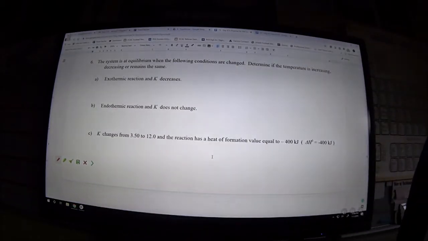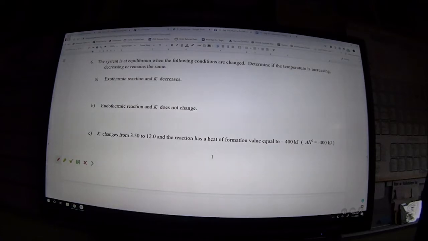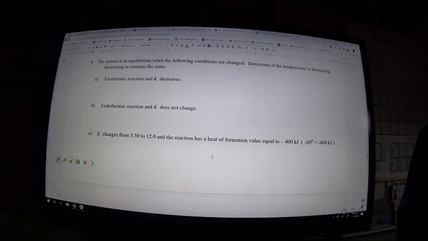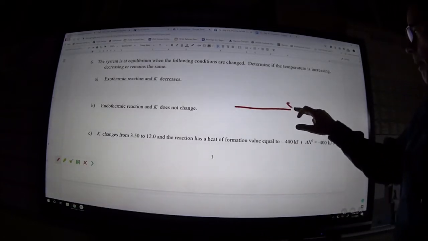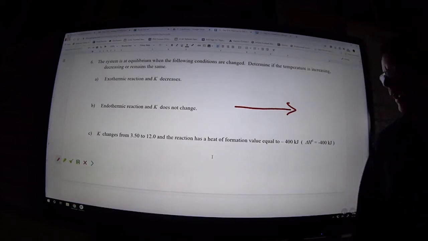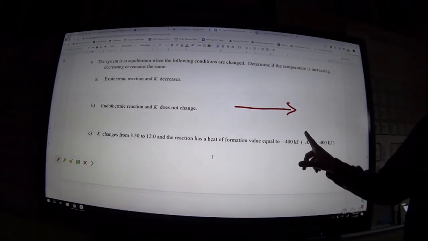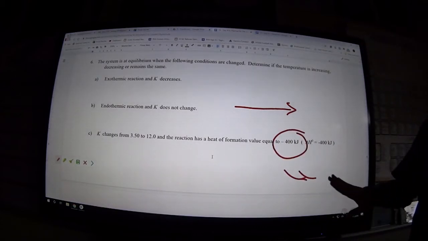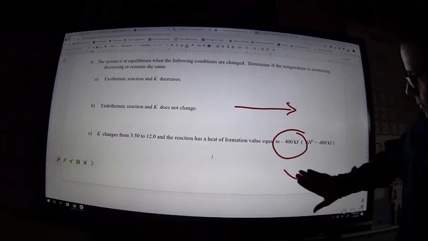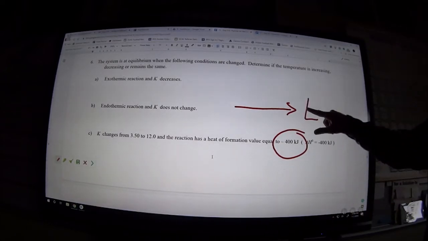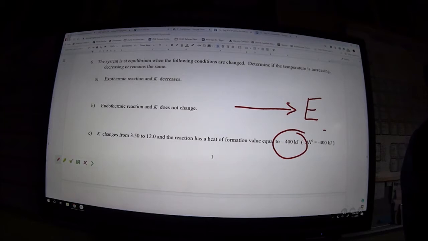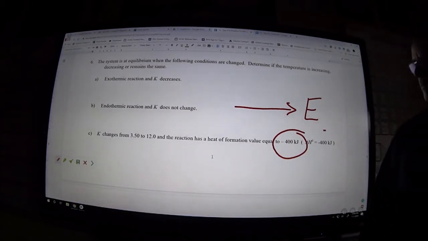Looking at C, K changes from 3.5 to 12. Is K going up or down? So is it shifting left or right? Right, because we're making more products. And it says that the heat of formation is negative 400. So is that endo or exo? Exo. So it goes over here. Are we adding or removing energy? Removing. There we go.